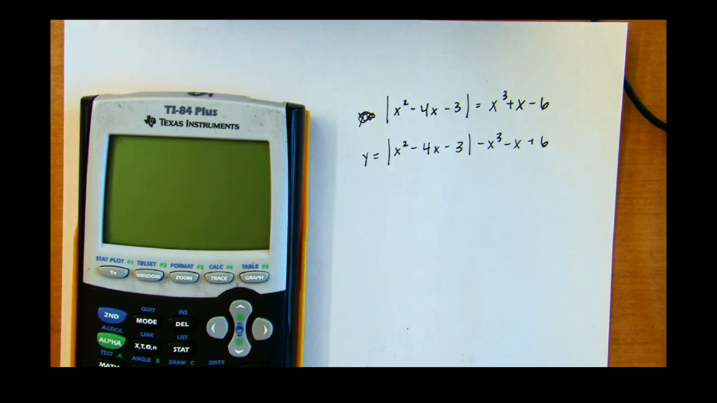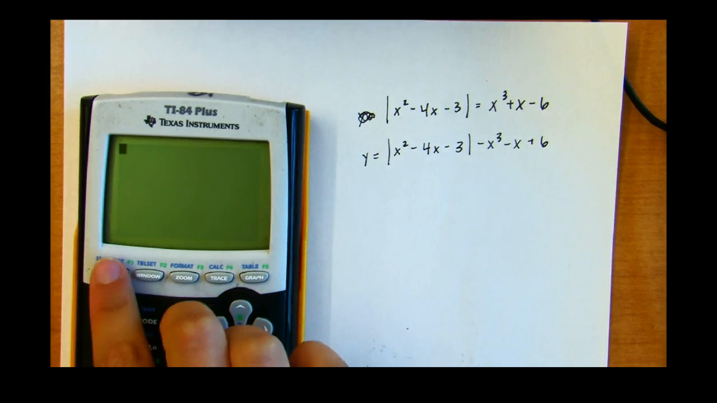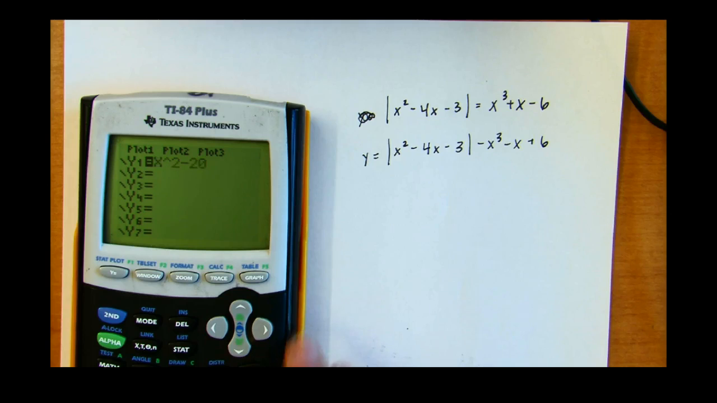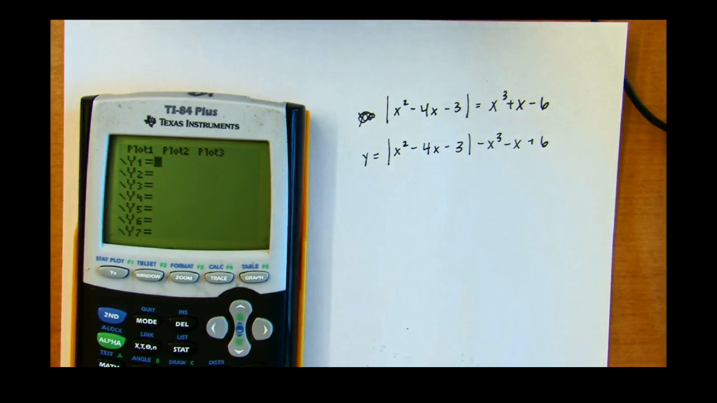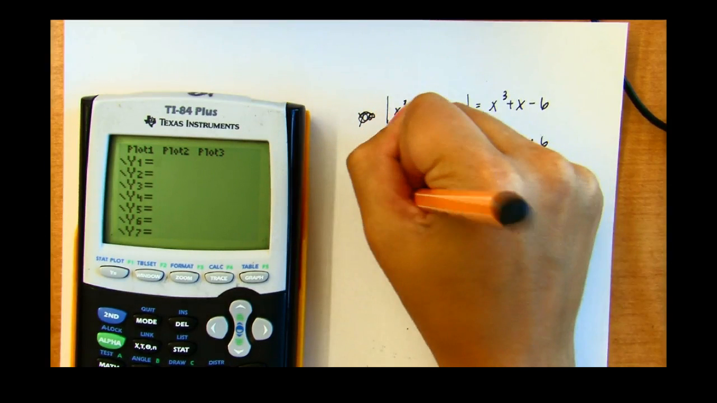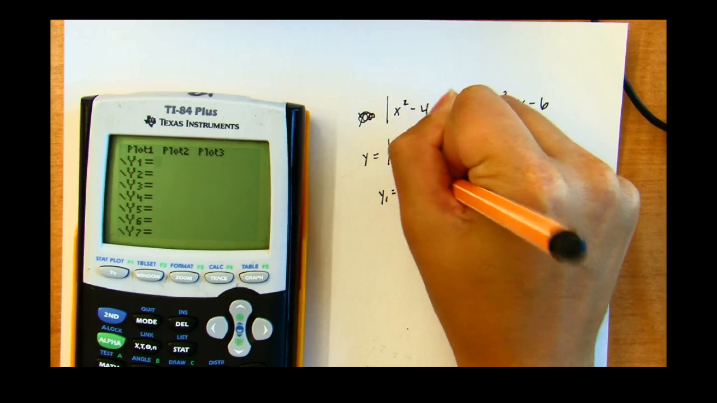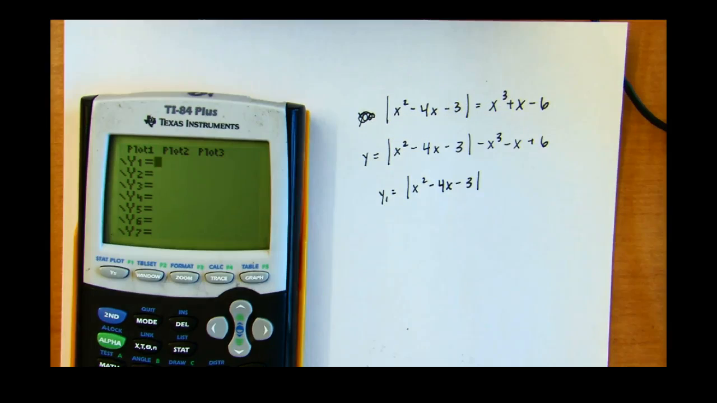So I'm going to go ahead and turn on my calculator. Go to y equals, I'm going to clear out anything that's there. And I'm going to type in this first equation. So I'm going to set y1 equal to the absolute value of x squared minus 4x minus 3.